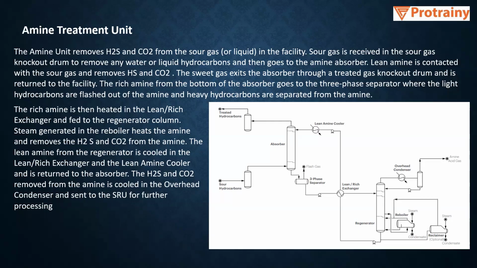stripper, where using steam we strip the rich amine back to lean amine, and it is sent to the regenerator. The hydrogen sulfide and carbon dioxide are separated from there and sent to the sulfur recovery unit for recovery of sulfur.